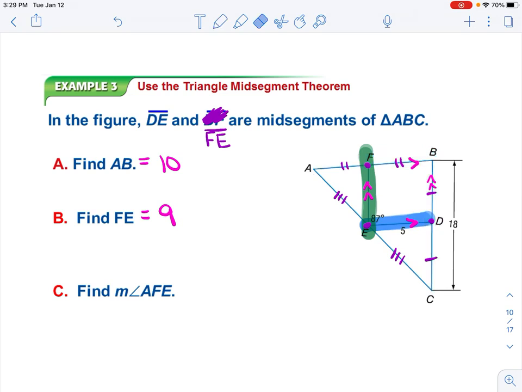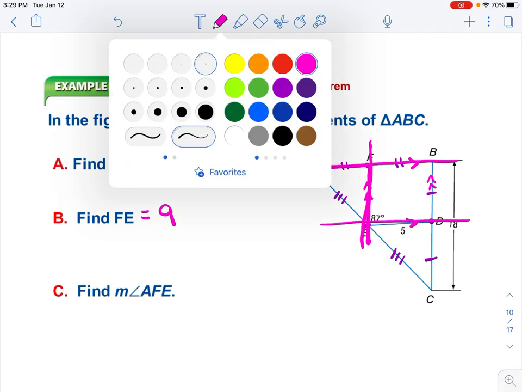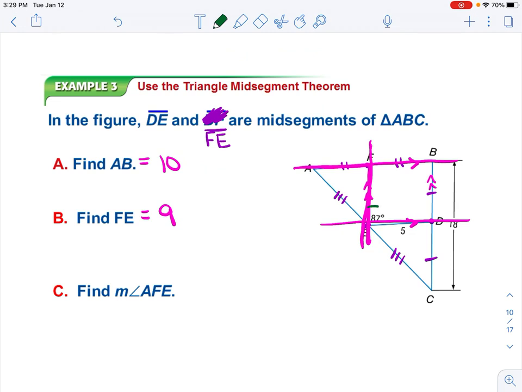And that's all of those, but they do also ask us to find an angle measure. So we have angle AFE that we're going to find. I'm going to extend my parallels. Let's extend my transversal, and I notice that this angle and the angle in question are alternate interior angles. So the measure of angle AFE is 87 degrees.